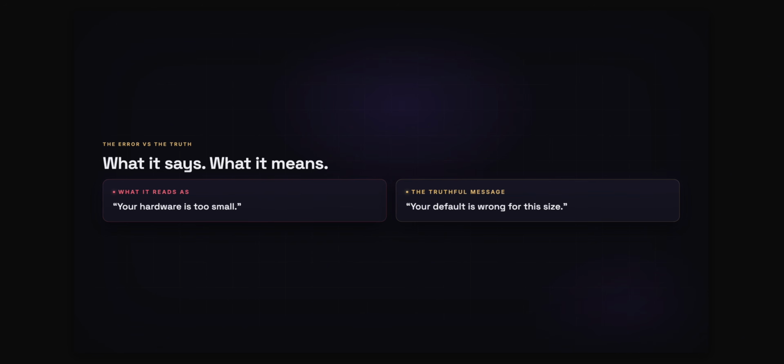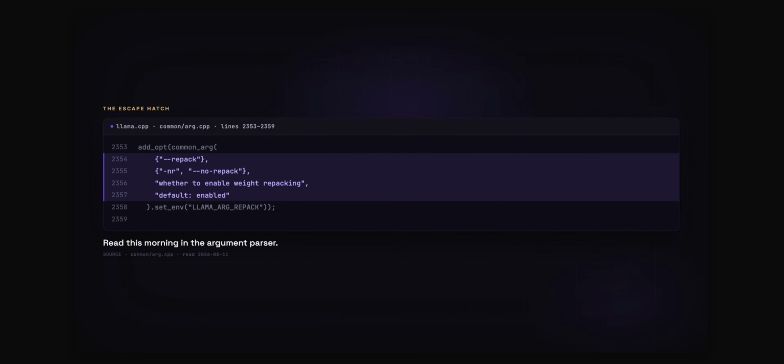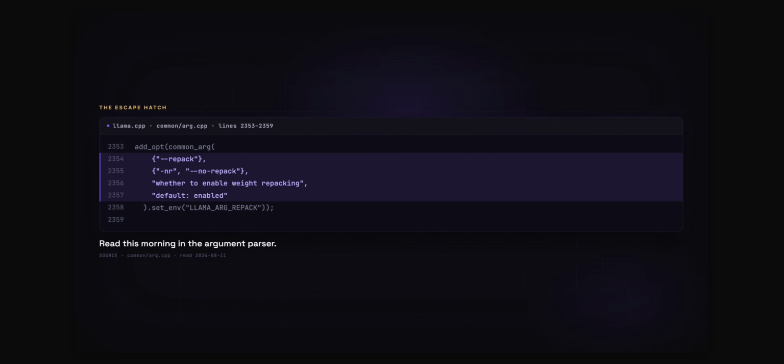And the error it produces reads to any normal person as "your hardware is too small," when the truthful message would be "your default is wrong for this size." The escape hatch exists. I read it this morning in the argument parser, the file common/arg.cpp, lines 2353 through 59, and I'll quote the definition.